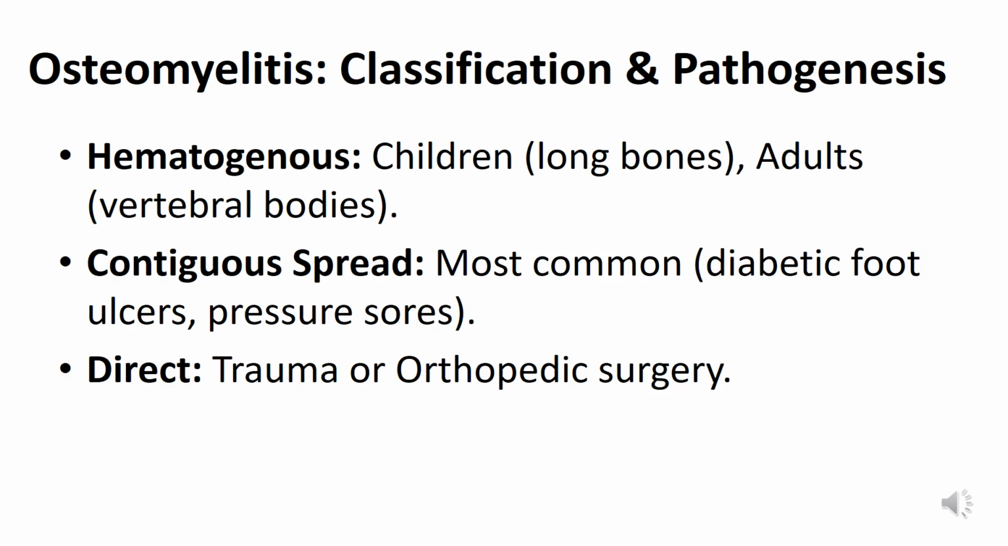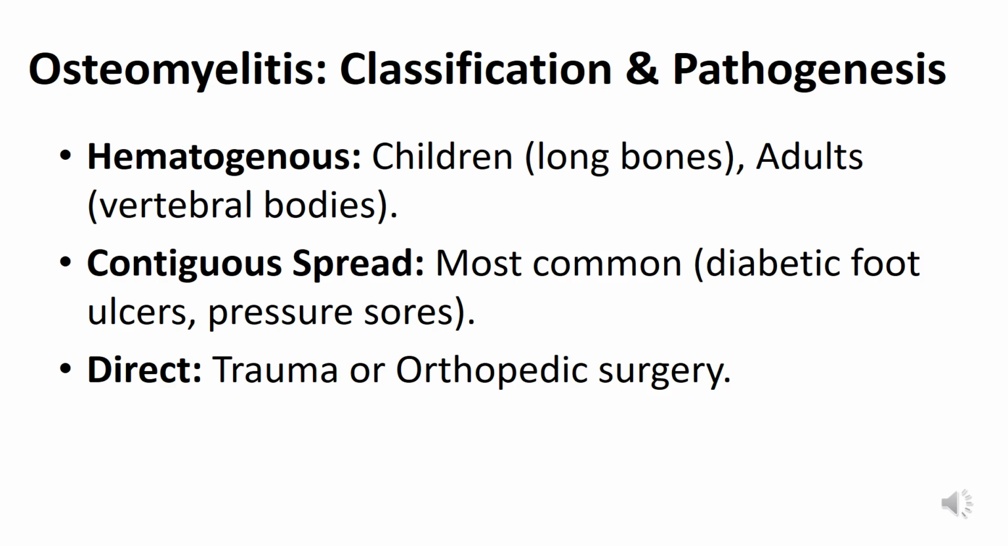In adults, hematogenous osteomyelitis has a different pattern. Instead of affecting long bones, it more commonly involves the vertebral bodies of the spine. Patients often complain of persistent back pain that gradually worsens over time. Fever may be absent, making diagnosis more challenging. Because chronic back pain is common, vertebral osteomyelitis can easily be overlooked unless clinicians maintain a high index of suspicion.